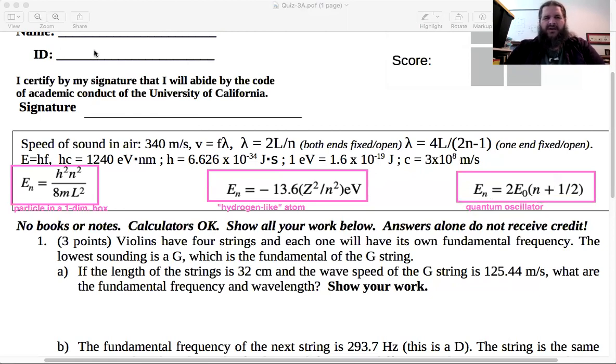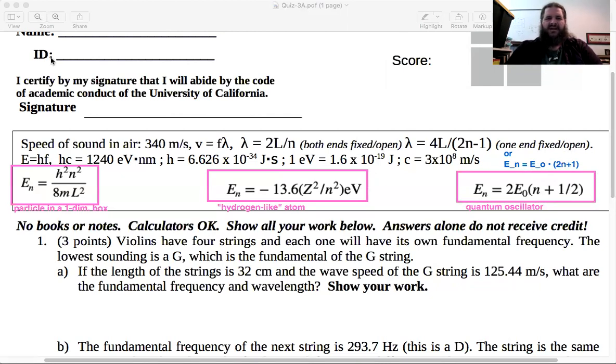And a convenient shortcut for this: it's usually written as this obscure looking 2 times E0 times n plus 1/2. But a more convenient way to write that, if you distribute the 2 to the n and the 1/2, you could also write this as E sub n equals E sub 0 times 2n plus 1, from the 2 times n and 2 times 1/2. And what sort of a number is 2n plus 1?